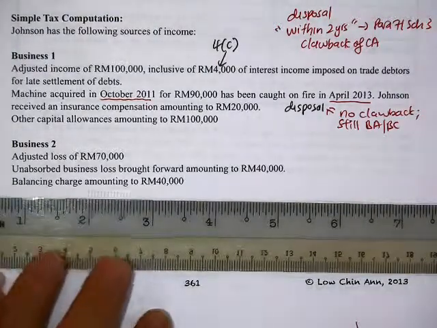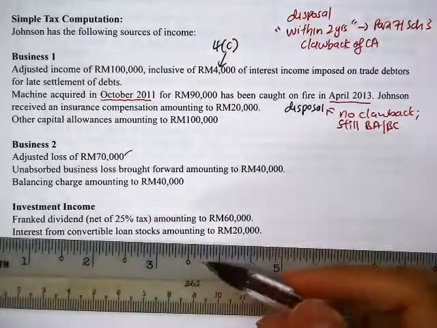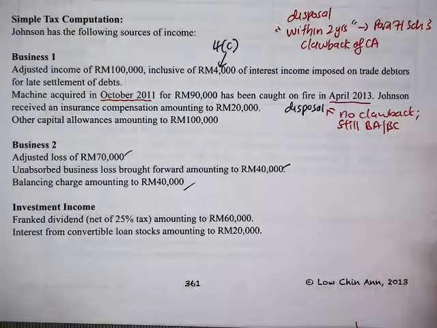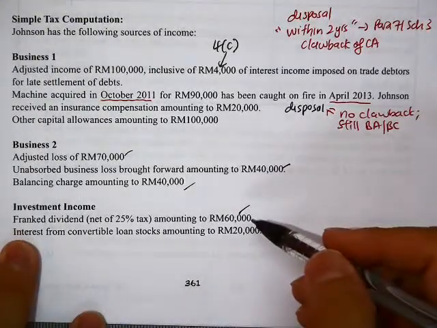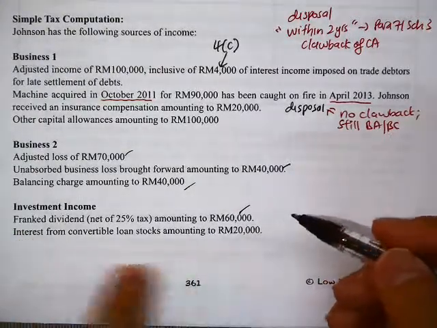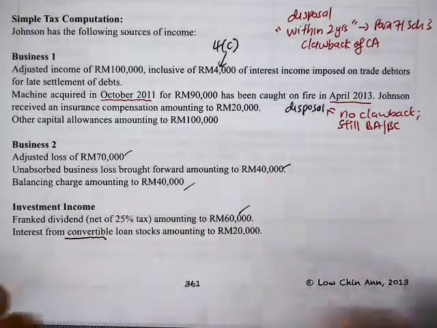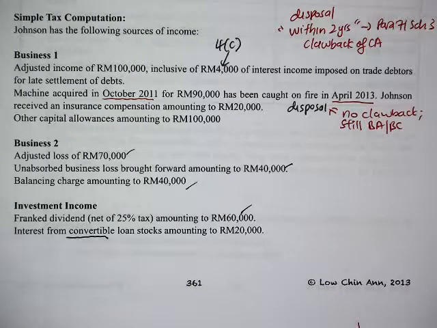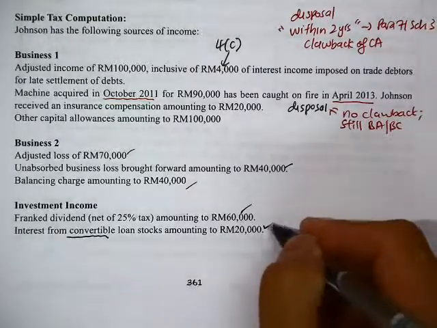Business 2, there's an adjusted loss of 70,000. Unabsorbed business loss is 40. Balancing charge is 40. Now there's this franked dividend and interest from convertible loan stock. We did mention yesterday that for any investment you made on loan stock, the criteria for exemption is it must be non-convertible. So the moment you see the word convertible, you don't need to ask. Definitely no exemption. So these are interests you must tax as well.